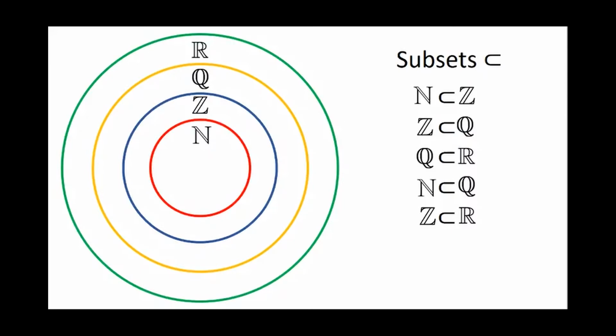So this can also be written as a list. So this here means N is a subset of Z, which is a subset of Q, which is a subset of R. So these are all predetermined sets.